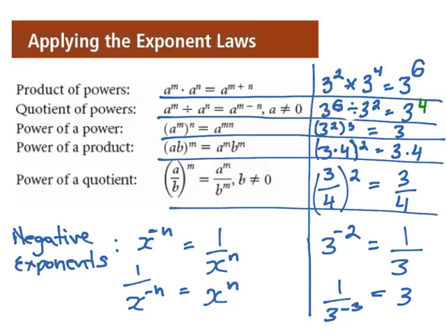The power of powers. So whenever we have a power of a power, we multiply the exponents together. So in this case, we're going to multiply 2 and 3 together, and we'll get the answer of 3 to the power of 6.